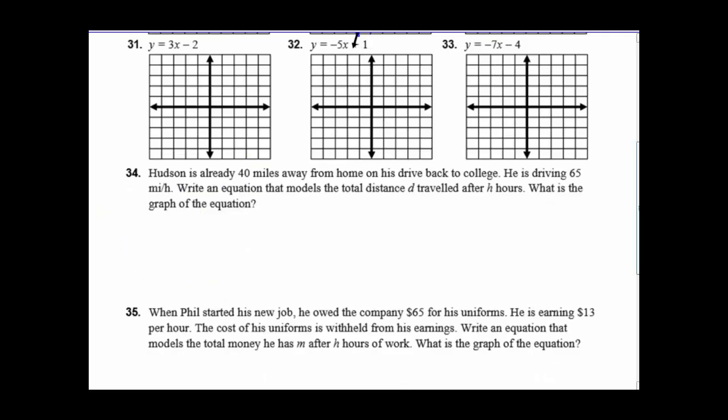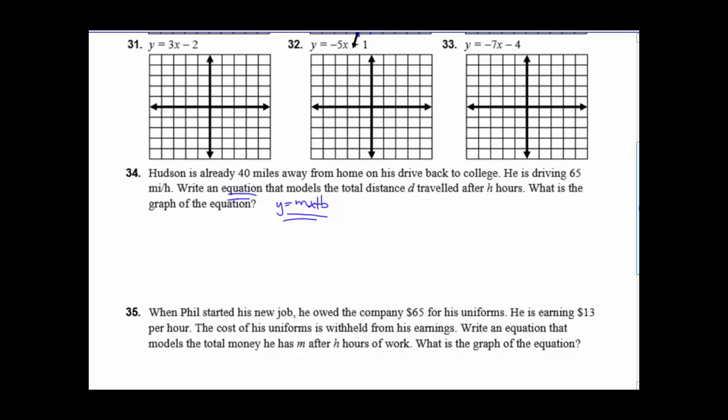34. Hudson is already 40 miles away from home on his drive back to college. He's driving 60 miles per hour. We need to write an equation, hopefully in y equals mx plus b form, that models the total distance traveled after h hours. What is the graph of the equation?